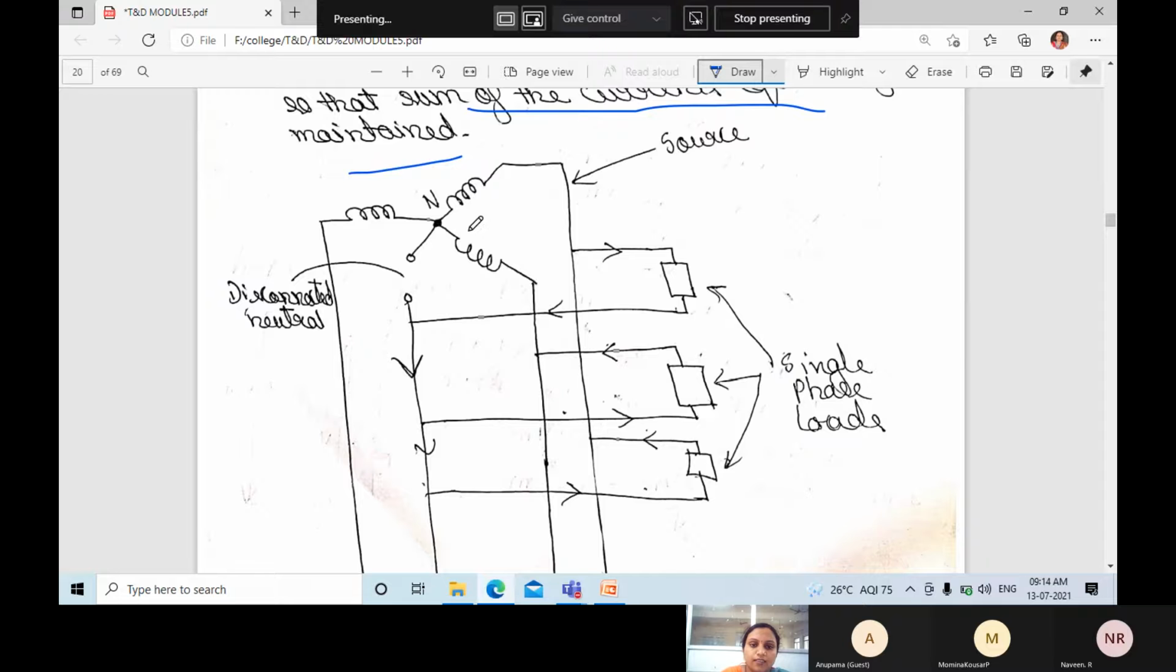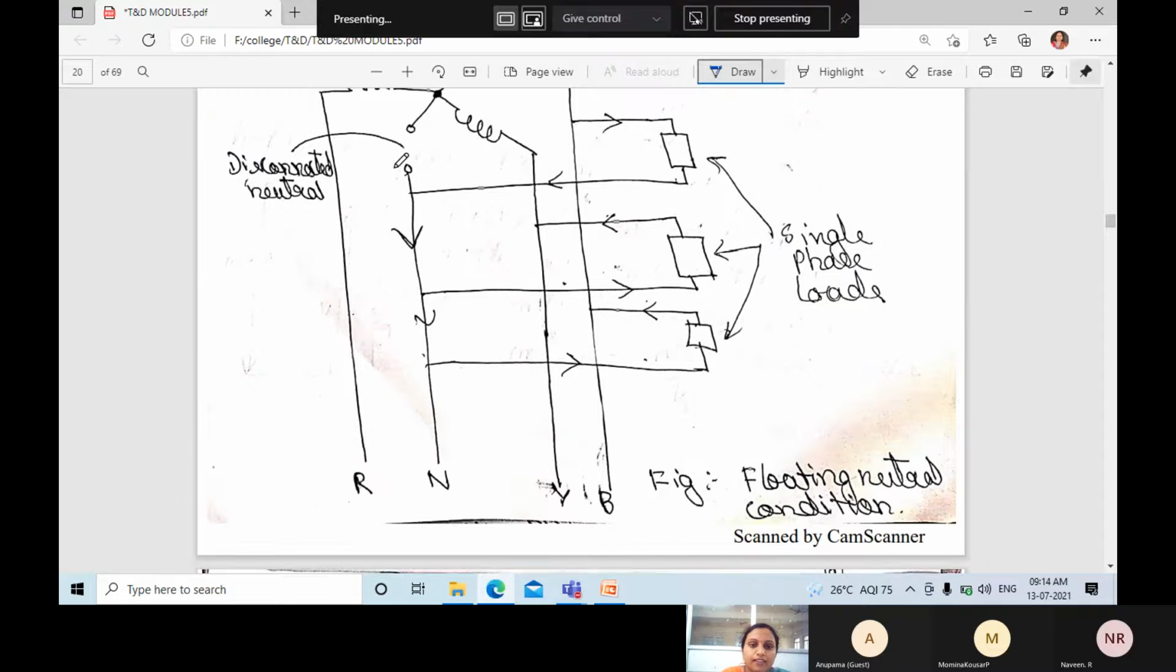Single phase. Okay, the neutral, and this is a disconnected neutral. These are the three phases R, Y, B, and this one is neutral. Here for single phase, how we connect means one is a phase line and another one is the neutral line. Like that it is single phase. We will connect a single phase load to one line and one neutral.